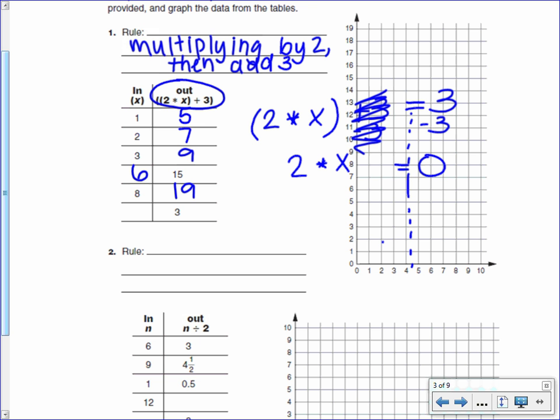I want that x by itself, so how can I undo multiplying by 2? Divide by 2. If I divide this by 2 and divide this by 2, this goes away. What's 0 divided by 2? 0, right? If you have 0 cookies and you divide those cookies into 2 groups, how many cookies are in each group? 0. Still 0.